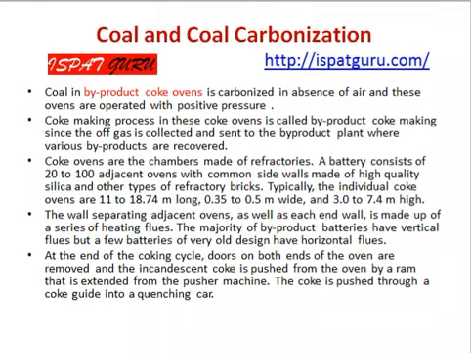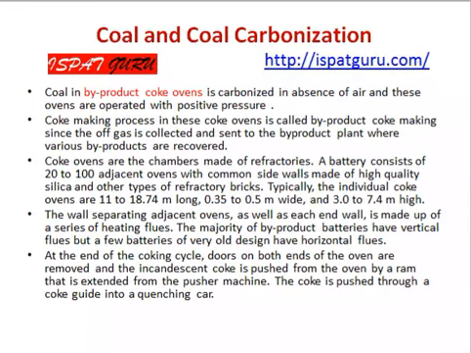A battery consists of 20 to 100 adjacent ovens with common side walls made of high quality silica and other types of refractory bricks. Typically, the individual coke ovens are 11 to 18.74 meters long, 0.35 to 0.5 meters wide, and 3 to 7.4 meters high. The wall separating adjacent ovens, as well as the end wall, is made up of a series of heating flues. The majority of byproduct batteries have multiple flues, but a few batteries of very old type have horizontal flues.